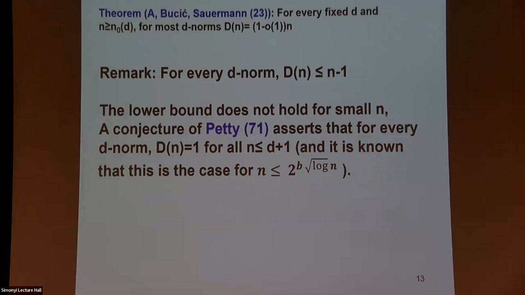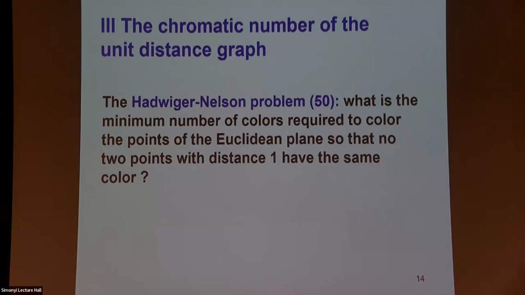okay, so I have to admit. Now, finally, let me tell you what happens for typical, random norms for another old problem. This one may be more recreational, but still is a nice problem, and it has been studied quite a lot. This is the chromatic number of the unit distance graph, or the Hadwiger-Nelson problem. What they ask is, what is the minimum possible number of colors required to color the points of the plane so that no two points at distance one have the same color? Or what is the chromatic number of the unit distance graph on the plane? The vertices are the points, adjacent if the distance between them is one.